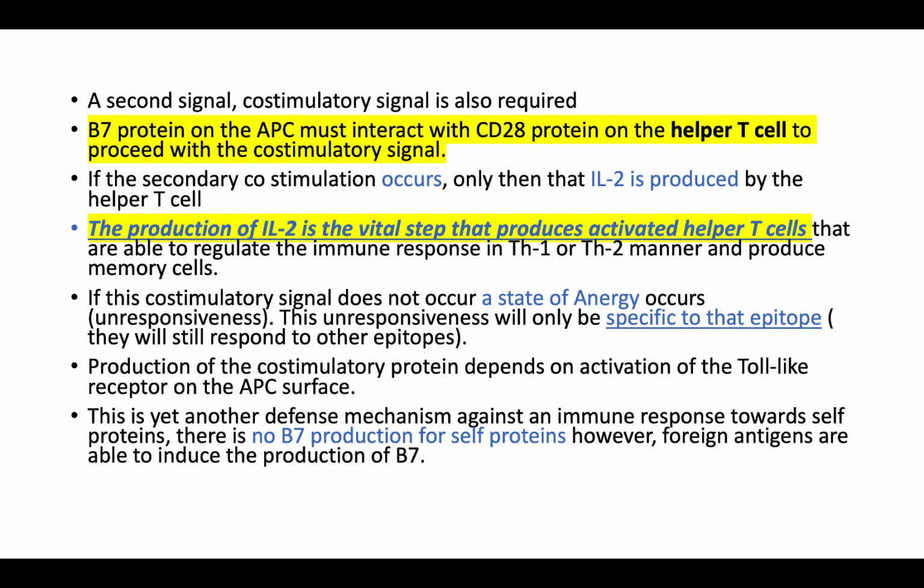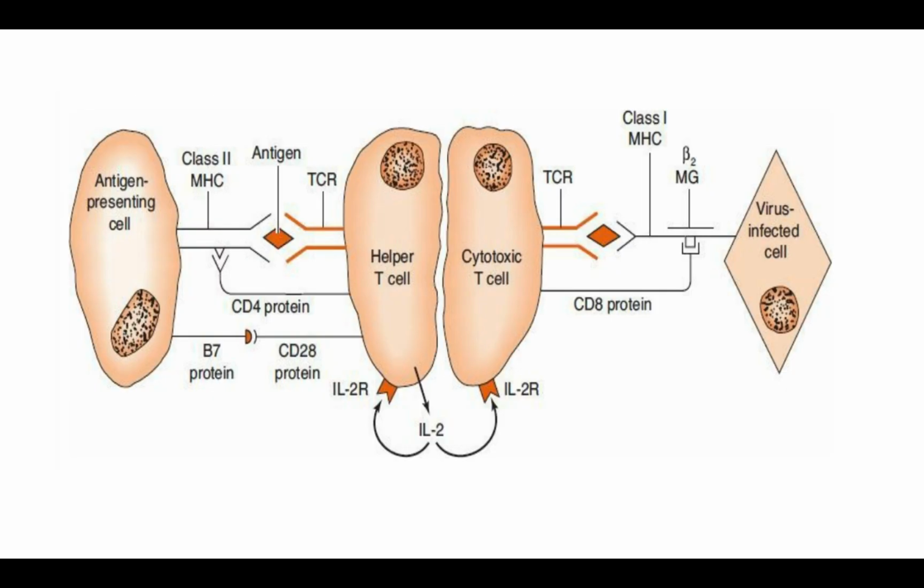Production of the co-stimulatory protein depends on the activation of toll-like receptors on the APC surface. And this, as we said, is another mechanism, because if at one point you are going to mount a response against a self-protein, you still have this co-stimulatory signal, which only responds to activation of toll-like receptors. You don't have toll-like receptors against yourself, so that will vastly reduce any future activation after the thymus of CD4 cells against self-proteins. So that's the signal.